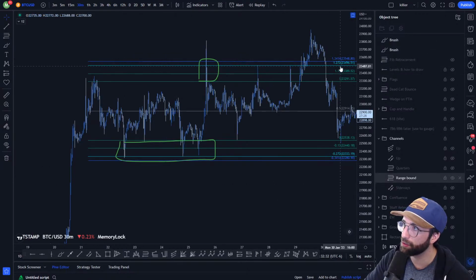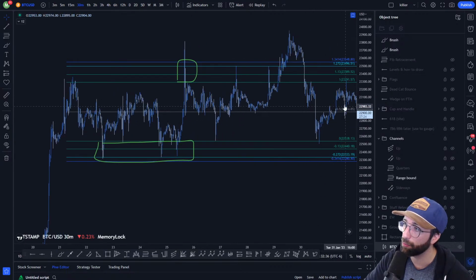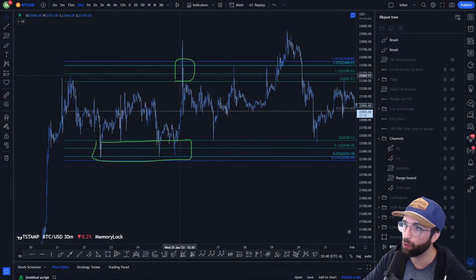And these are the levels. You can go ahead and copy them down and put them onto your chart. But this again is where the 0.5 comes into play, right? It's the mid-range. This is where we take profit. We short the top, we take profit at the midline, take profit at the bottom. We long the bottom, we take profit at the midline, and take profit at the top.